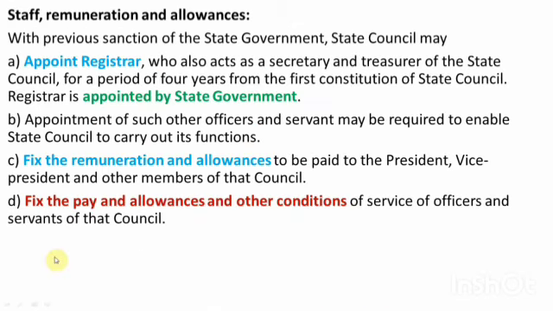Next, staff, remuneration and allowances. Appoint a registrar who also acts as secretary and treasurer of the State Council for a period of 4 years. The registrar is appointed by the state government. Appointment of such other officers and servants as may be required to enable the State Council to carry out its functions. Fix the remuneration and allowances to be paid to the president, vice president, and other members of that council. Fix the pay and allowances and other conditions of service of officers and servants of that council.